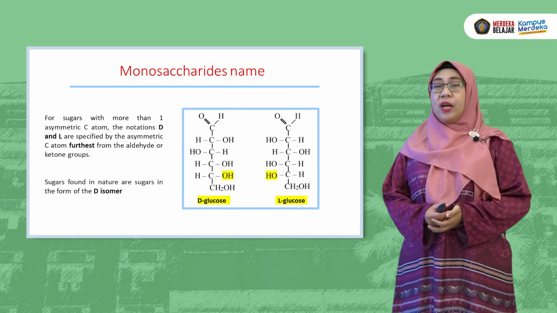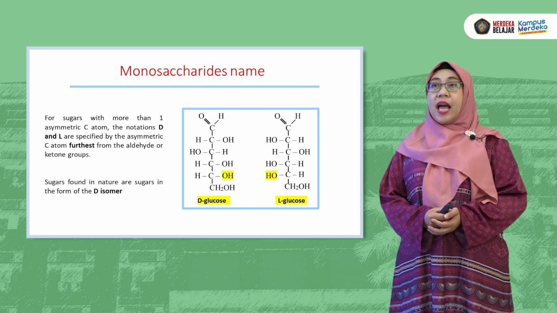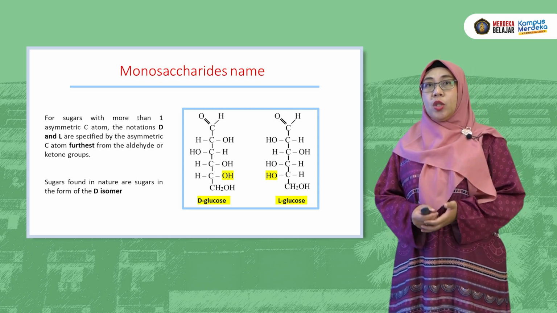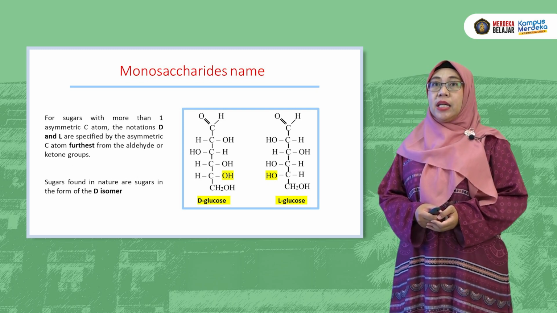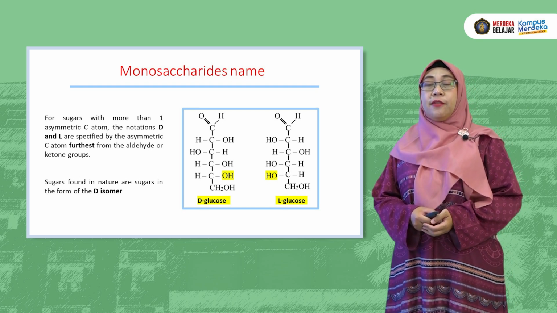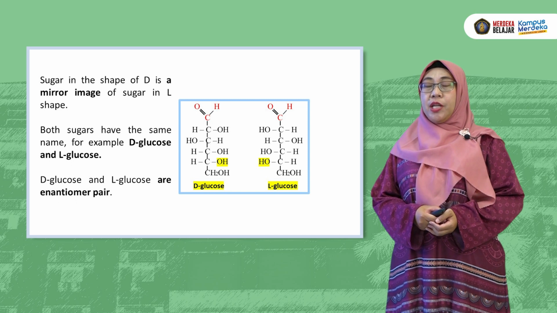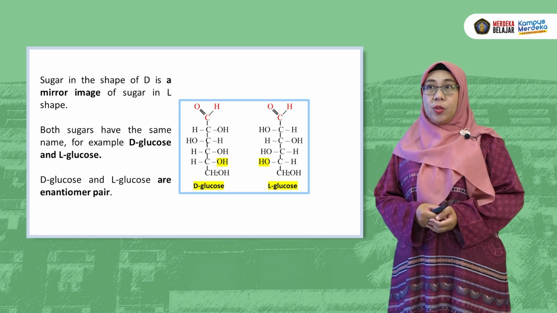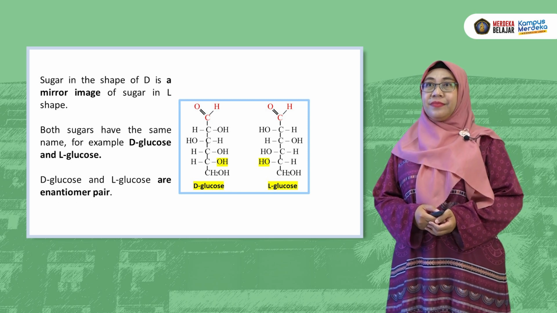But what if the sugar has more than one asymmetric carbon atom? The notation of D and L is specified by the asymmetric carbon atom farthest from the aldehyde or ketone group. So we will call the figure on the left-hand side D-glucose and the one on the right-hand side L-glucose. In nature, sugars are mostly found in the form of the D-isomer. A sugar in the D shape is a mirror image of the sugar in the L shape. Both sugars have the same name, for example, D-glucose and L-glucose. D-glucose and L-glucose are an enantiomer pair.